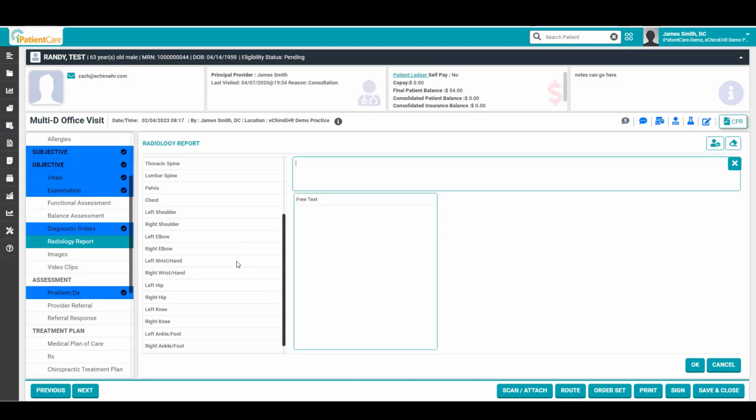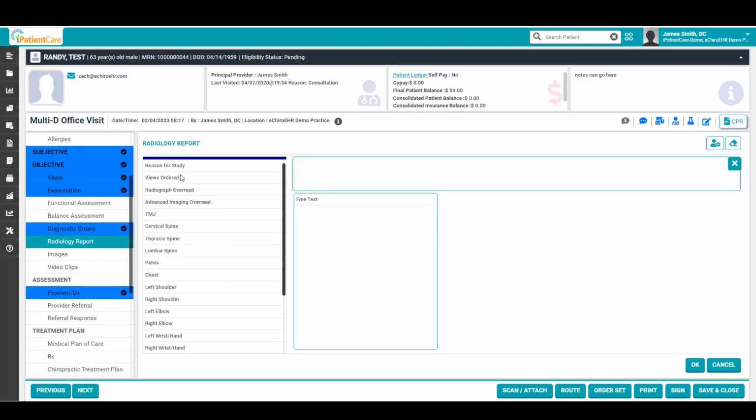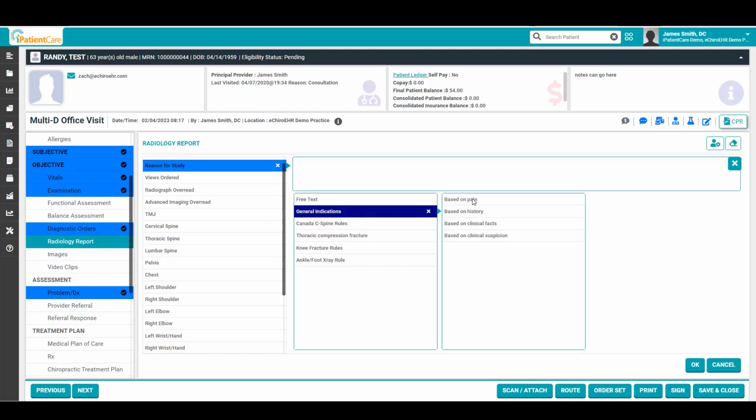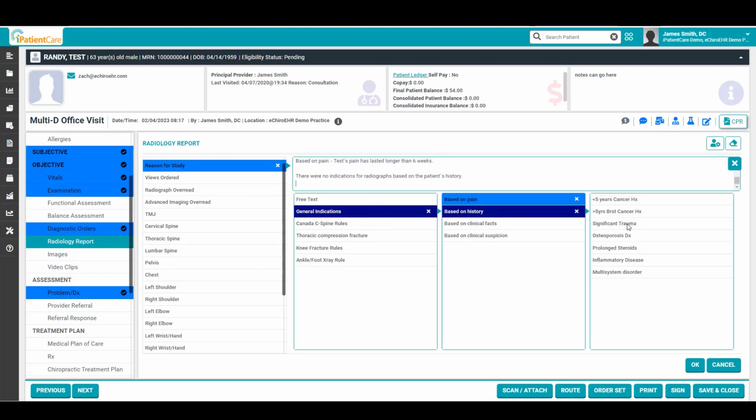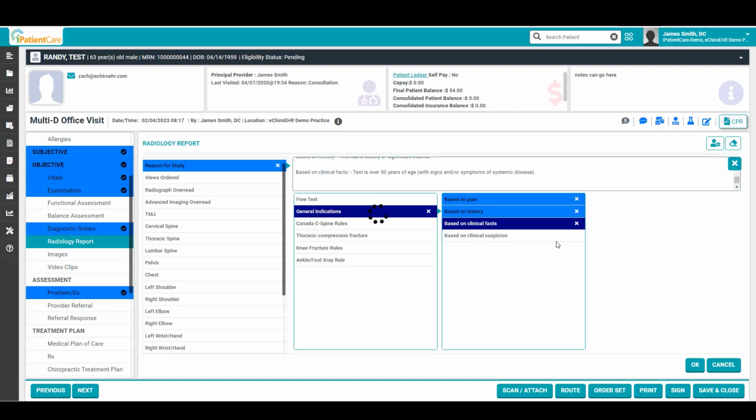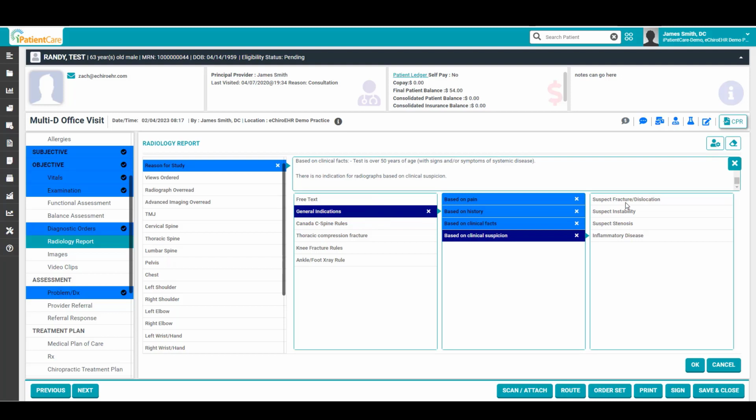And this is the section where you will see the systems laid out that outline that radiology report, such as the reason for the study. What were the general indications? Was it based on pain? On a number of these different factors that could be involved with pain, based on the patient's history, based on any clinical facts or clinical suspicion.